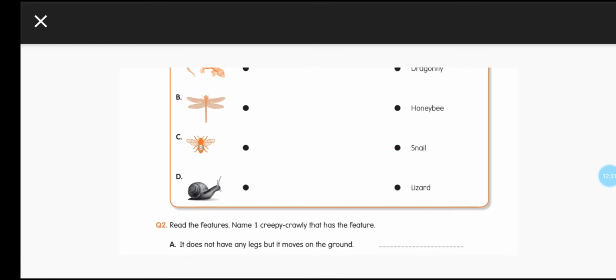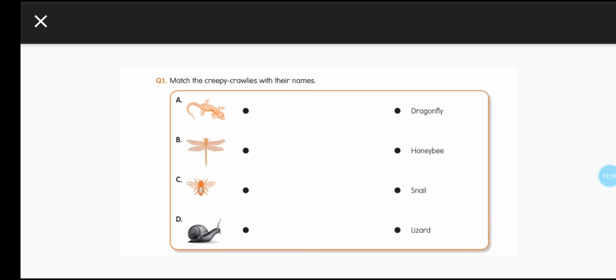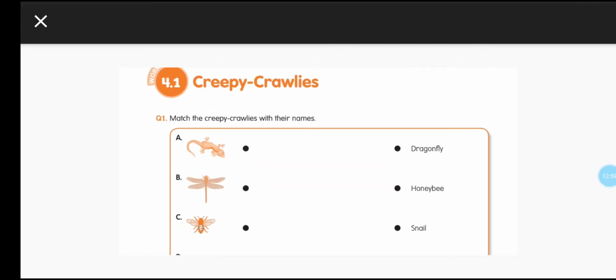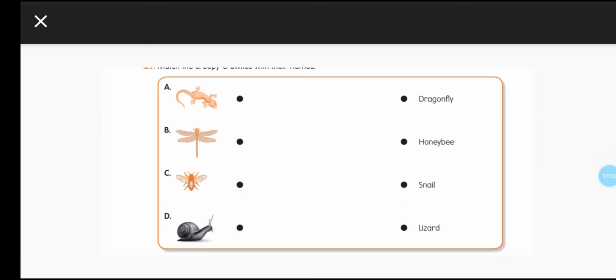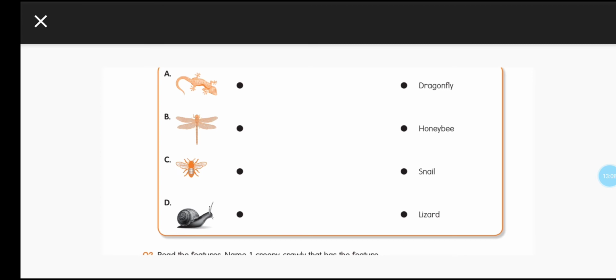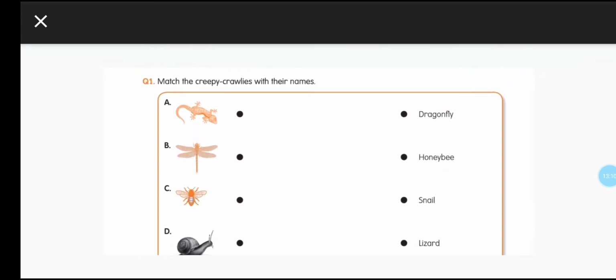You need to just identify this, match the creepy crawlies with their names. You need to just match it, where this creepy crawly is coming from. So the first one is a lizard, right? It's a lizard. So you draw the line from the picture of lizard to the spelling of lizard. So you can match from A to lizard, the last one. You can match like this.